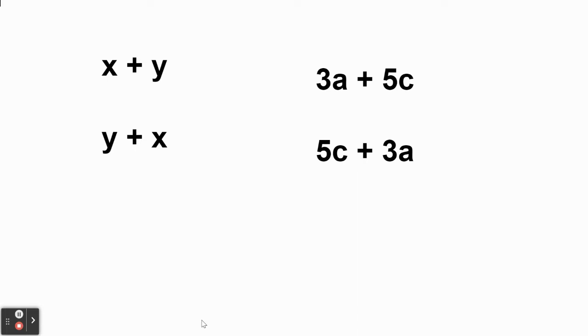Well, remember, our key friend is switch these things around, right? We could say x plus y, but remember, we can add in any order. So switch it around, y plus x. Both of those are equivalent. They say the same thing. So even if we get fancy like 3a plus 5c, switch them around, 5c plus 3a. It's really that simple.